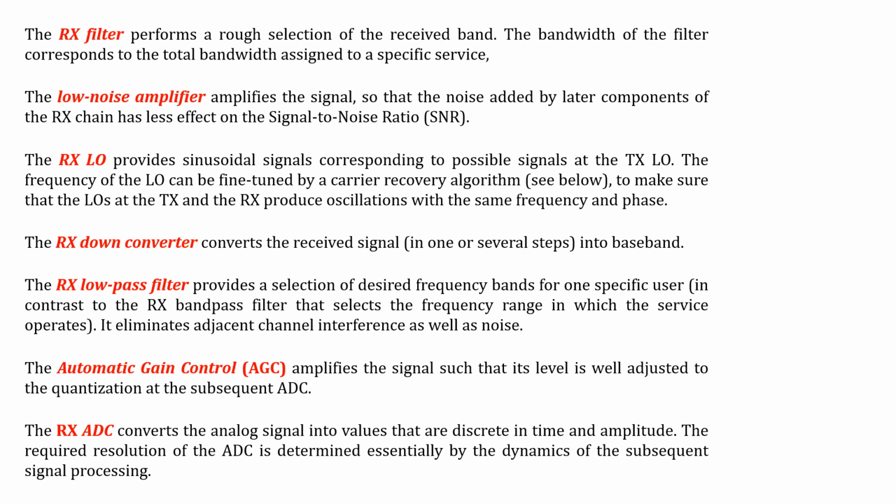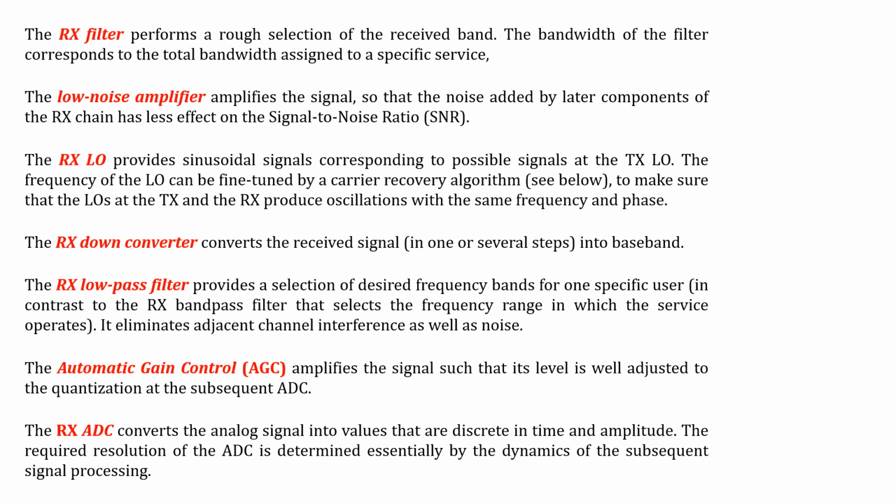To make sure that the transmitter and the receiver produce oscillations with the same frequency and phase, it is important that the oscillators at both the transmitter side and receiver side have the same frequency and same phase. Amplitude can be adjusted by amplifying or boosting. At the transmitter side we have used an up converter, and now at the receiver side we will be using a down converter, which converts the received signal into a baseband signal. Then we have low pass filters, which filter out only the desired frequency bands for a specific user. This eliminates adjacent channel interference as well as any other noise buried inside the received signal. And then we have automatic gain control.